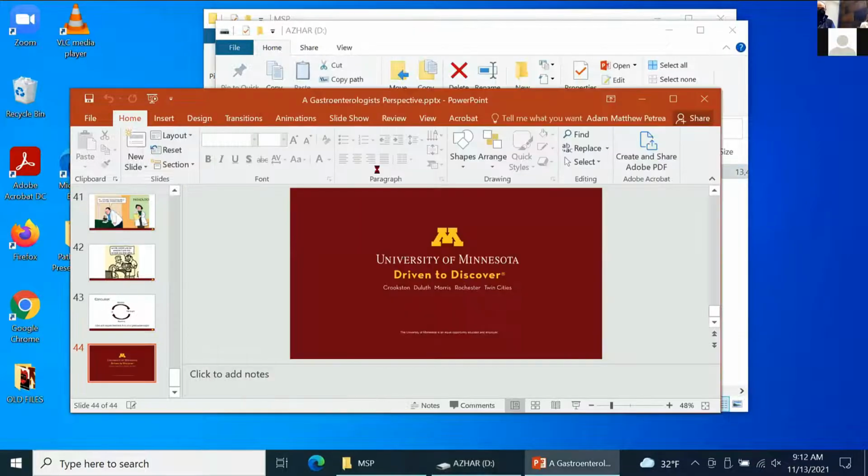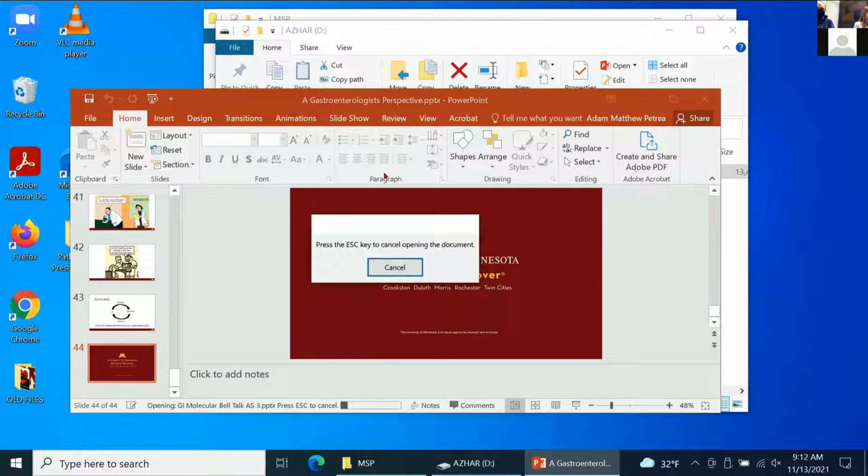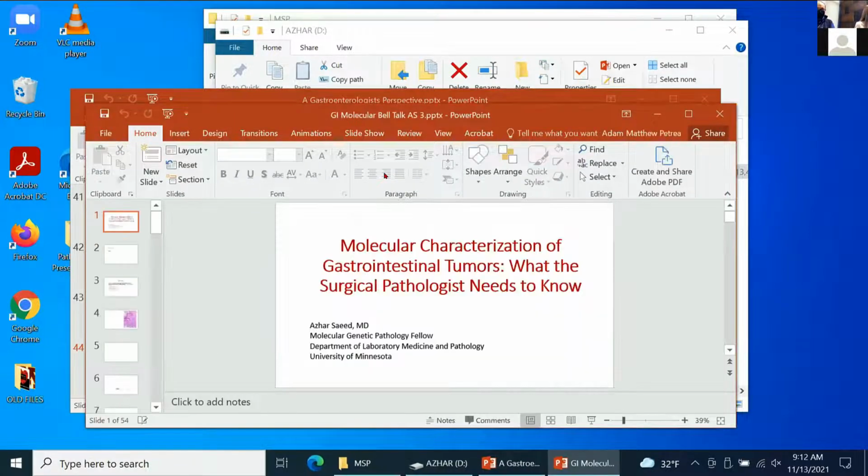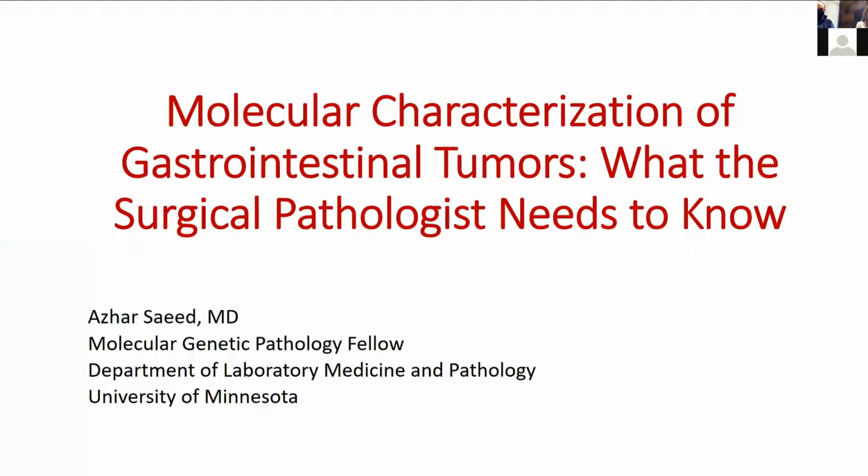Azhar Saeed is a molecular genetic pathology fellow at the University of Minnesota. She received her medical degree from Arabian Gulf University in Bahrain and her Master of Science degree in cancer biology from the University of Michigan at Ann Arbor. She completed her anatomic and clinical pathology residency at the University of Kansas and is certified in APCP by the American Board of Pathology. She will be completing her training in GI liver pathology at the University of Utah next year, and her research interests include genomic characterization of GI tumors.